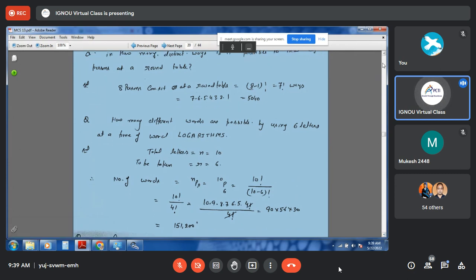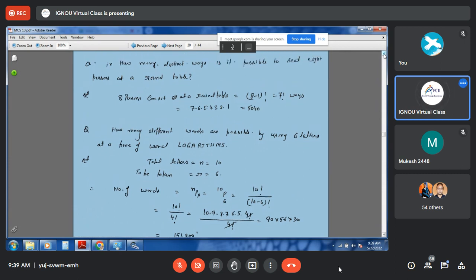So one numerical I left in between the both. It's also from your exam. But for 2 marks, how many distinct ways is it possible to sit 8 persons at a round table? Simple. You have to make the 8 persons sit around a round table.